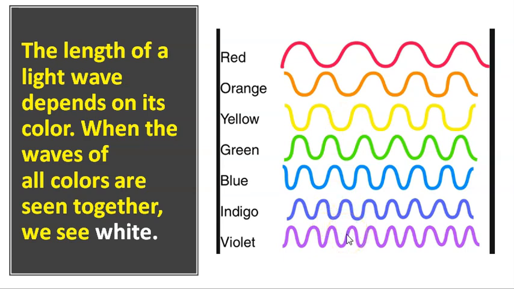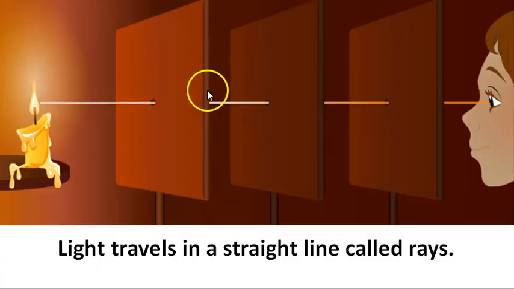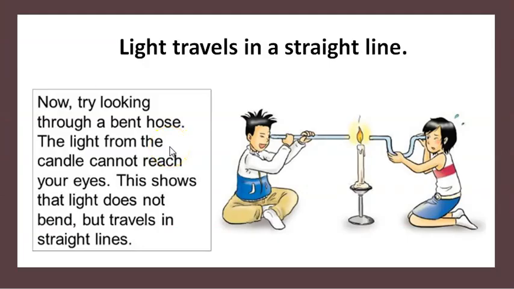So my dear students, I told you about how light travels. The light travels in a straight line, okay? And when the light travels in a straight line, that is called rays. And you can see in this experiment that the light travels in a straight line, as well as in this experiment too.